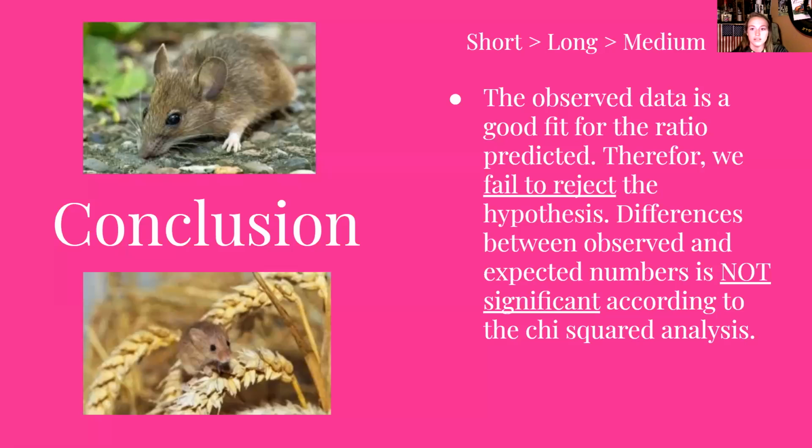So overall, you can see that our short fur dominates over our long fur, and long fur dominates over medium fur. And that's the pattern in these alleles. Our conclusion comes out to be that the observed data is a good fit for the ratio predicted. Therefore, we fail to reject the hypothesis, which is autosomal dominant recessive with multiple alleles pattern. And the differences between observed and expected numbers are not significant according to chi-squared analysis.